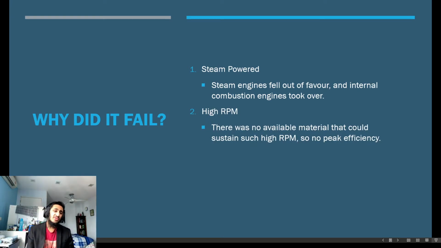Now, because of that increasingly high RPM, the theoretical value of 97% efficiency was not achievable because there was no material that could sustain the 35,000 RPM rotation. Therefore, no machine could be fully efficient. So if you wanted it to work in any capacity, you had to slow it down, and that reduces efficiency. So it was less popular there.